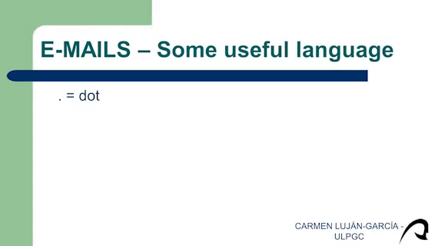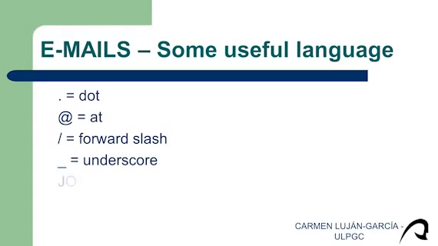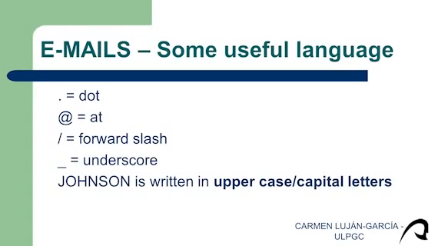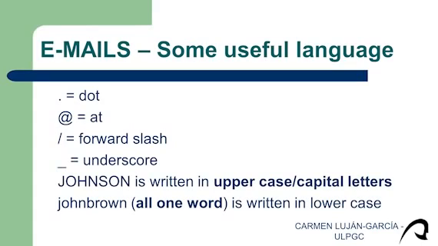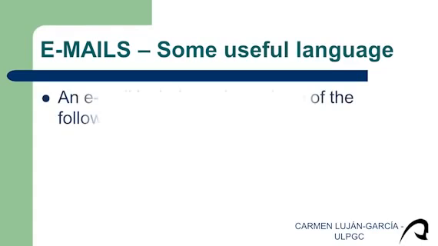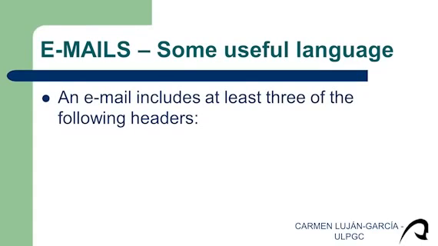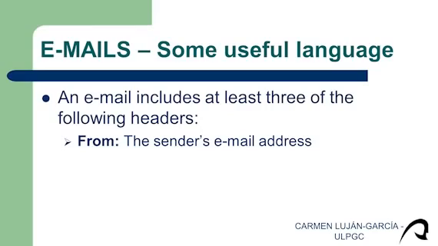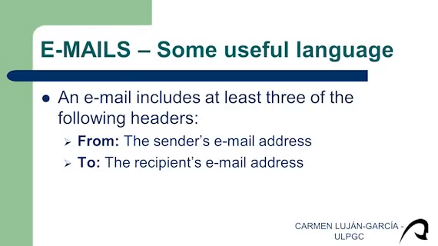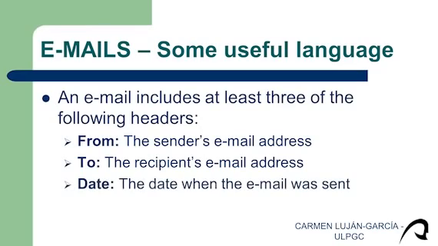Finally, I will show you some useful language to read email addresses. That, at, slash, underscore. Johnson is written in uppercase or capital letters. John Brown, all one word, is written in lowercase. In general terms, any email includes at least 3 of the following headers. From, which is the sender's email address, to the recipient's email address, and the date when the email was sent.